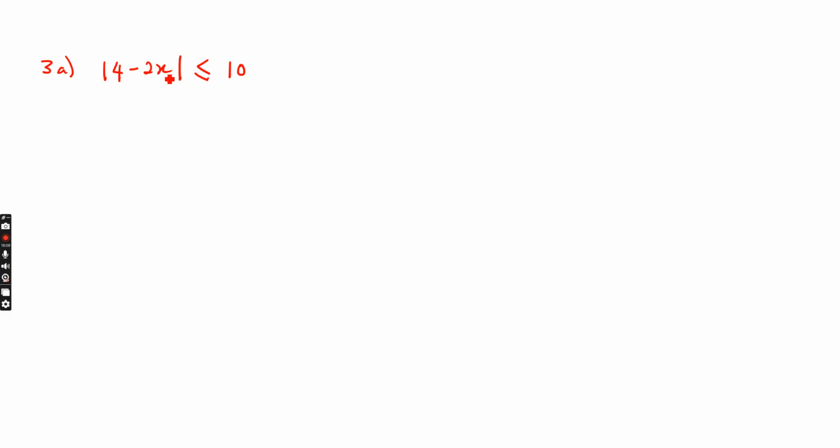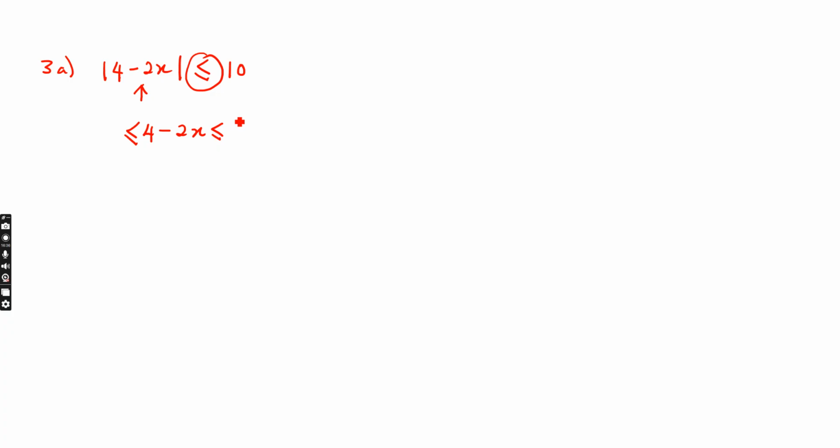The same way. First of all, we copy the equation that is inside the absolute value, the modulus. So you put 4 minus 2x, and then here the symbol is less than or equal to. So here you put less than or equal to. Must follow the question that they give to you. So if they use less than, then you use less than. If they use less than or equal to, then you must use less than or equal to.